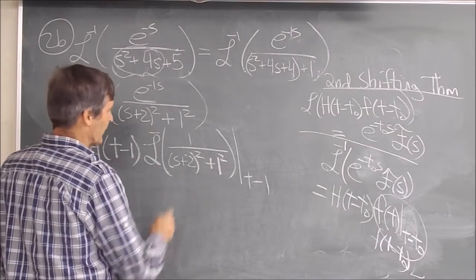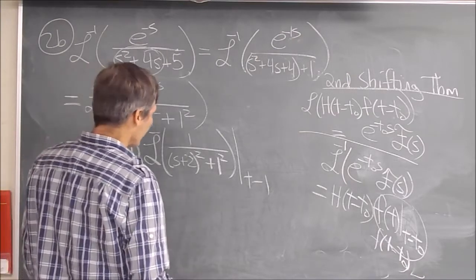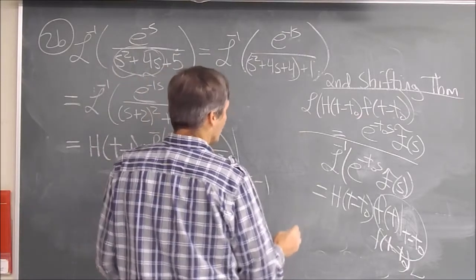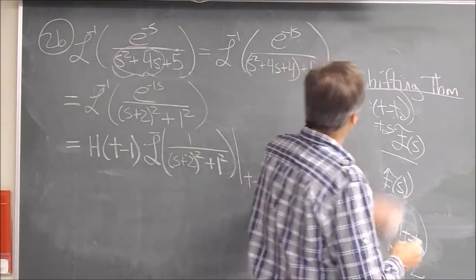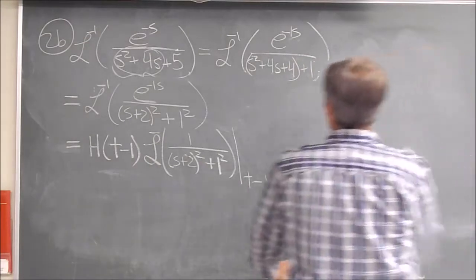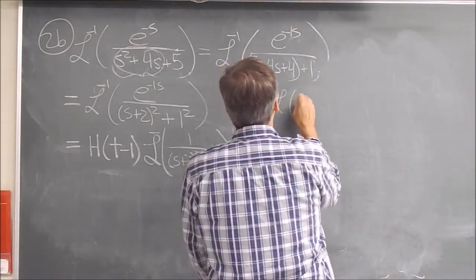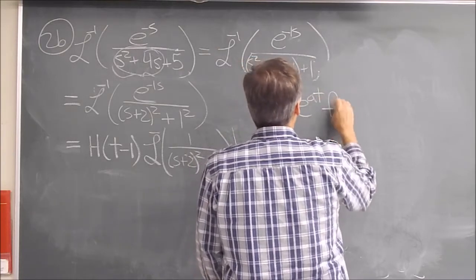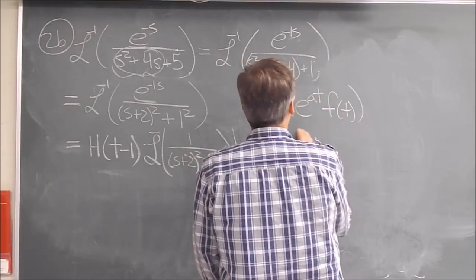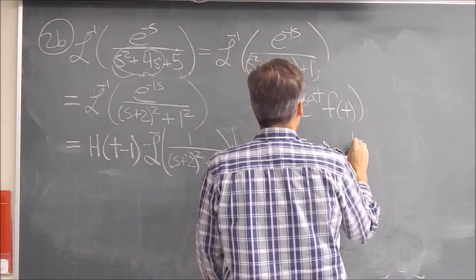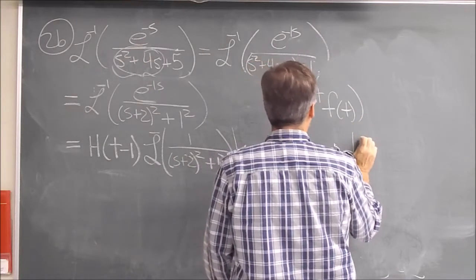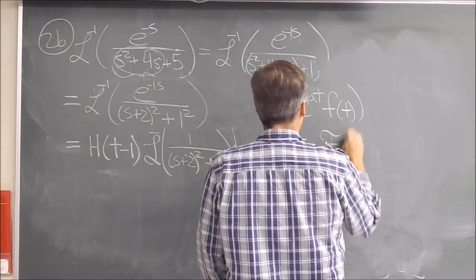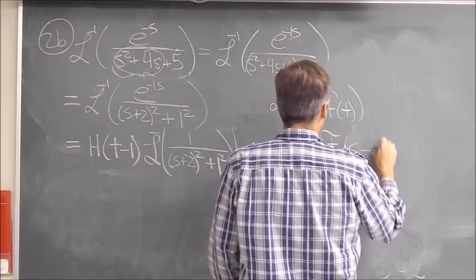I use the first shifting theorem, and the first shifting theorem says that the Laplace transform of e to the at times f of t is the usual transform of f of t shifted. So it's f of s minus a.